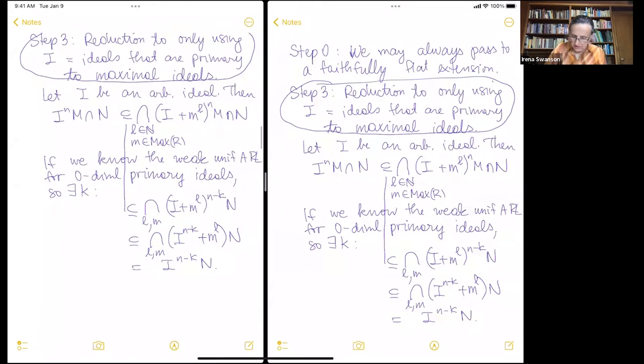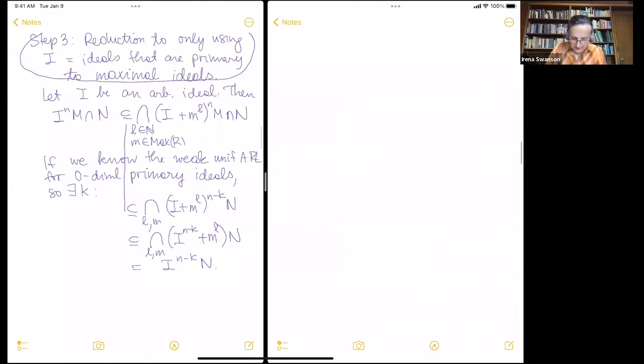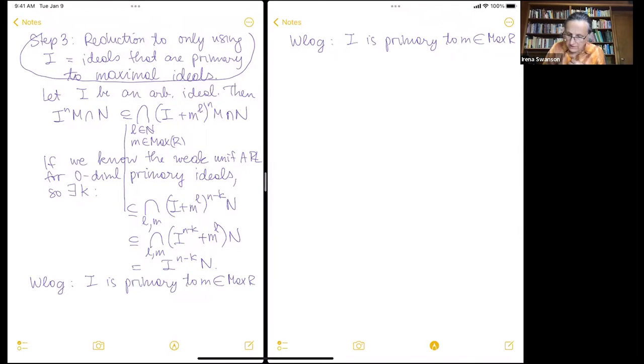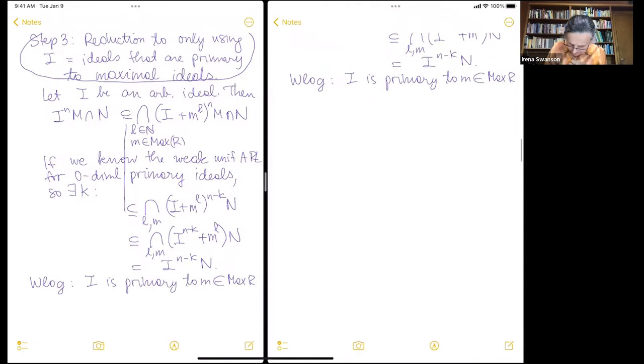And so we're here. And so in particular, without loss of generality, we only take I primary to a maximal ideal. And we need to show there exists. Okay.